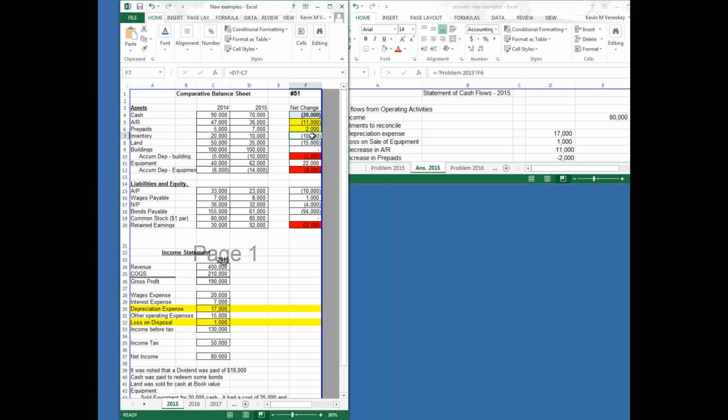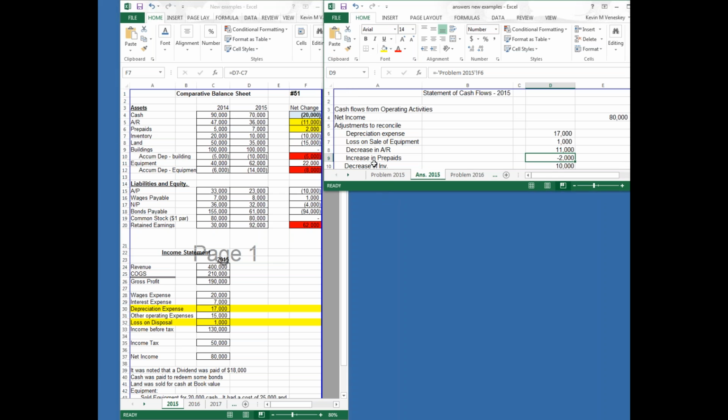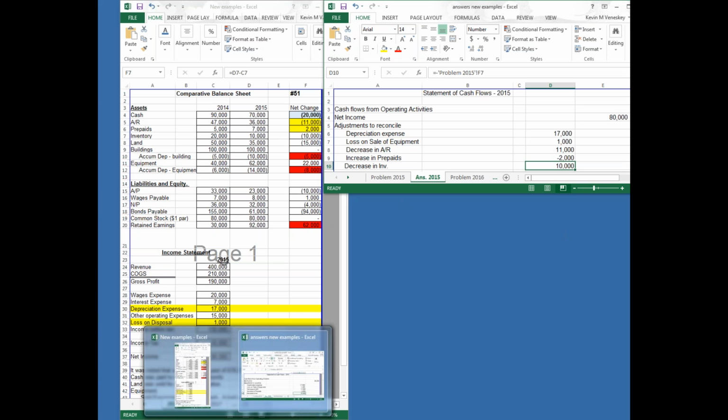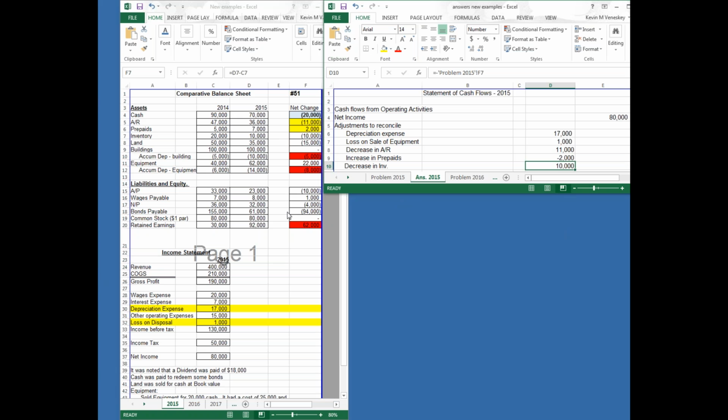If a current asset goes down, just like the AR did, that means we saved cash. I didn't buy as much inventory to get back to where I was. Therefore, I saved some money. I need to show that as an adjustment. Inventory went down, I had a decrease in a current asset. Therefore, I saved some money. I didn't really get the money, but I did save it.